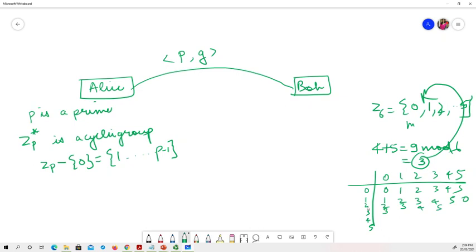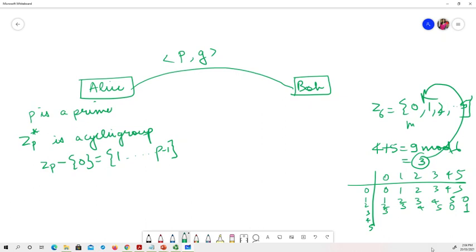4 plus 2 gives you 6. 6 modulus 6 gives you 0. And similarly this is 1. So all the numbers are being generated. This is what it was, a cyclic group, if you do not recall that. So Z_p star is a cyclic group over here, which includes all the numbers between 1 and p minus 1.